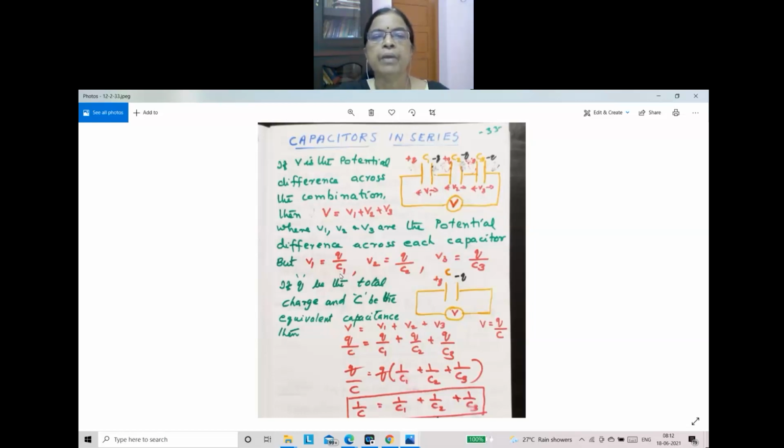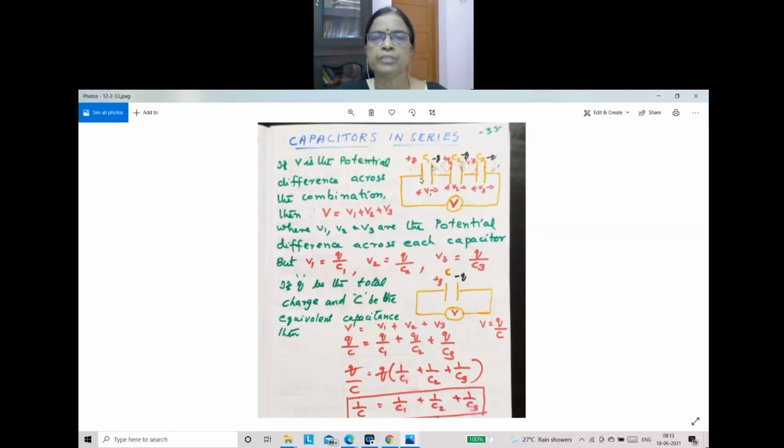See, V1 equal to Q by C1. Q equal to CV, that formula we have studied. So V1 we can find out, V1 equal to Q by C1, V2 equal to Q by C2. That much potential will appear across each capacitor, Q by C3, like that. Okay, then total potential difference applied here. If 6 volt is applied, that will be the sum of the voltages across these 3 capacitors.